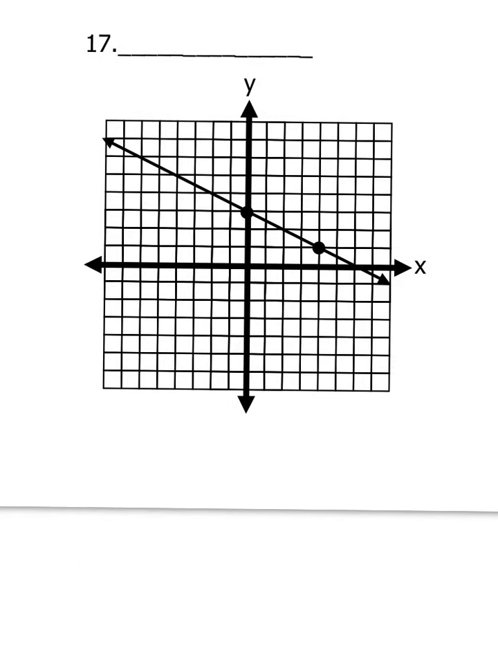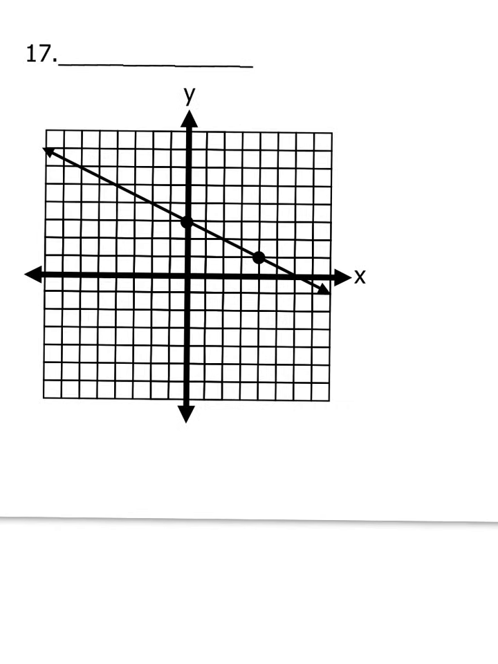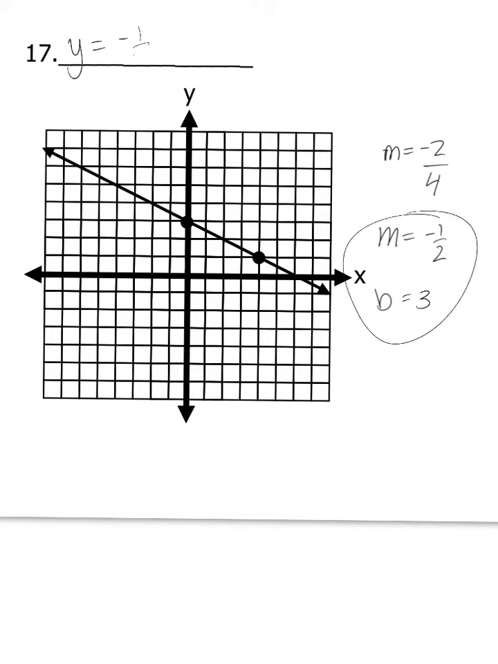For 17, I have my slope, which here, if I'm going down 1, 2, so that's a -2 for my slope. And then I need to run 1, 2, 3, 4. So -2/4, if I were to reduce that, that would just be -1/2. And then my y-intercept, it looks like it crosses the y-axis at 3. So here are my points. Y equals my slope of -1/2, x plus my b is 3.